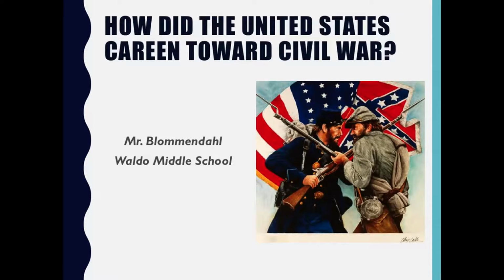In Lesson 1 we learned about the differences between the North and the South, and we also learned about the Compromise of 1820 and the Compromise of 1850. Today we're going to focus on some other events that occurred leading up to the Civil War that led America to the point where the Civil War could no longer be avoided.